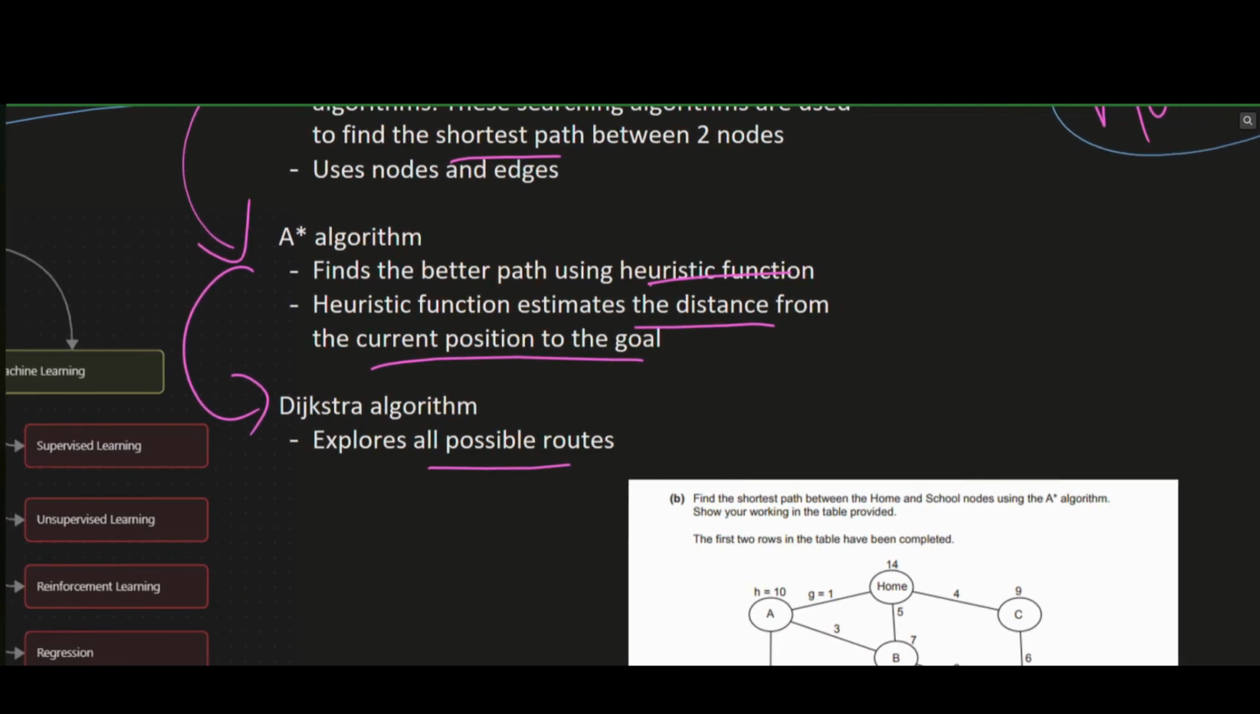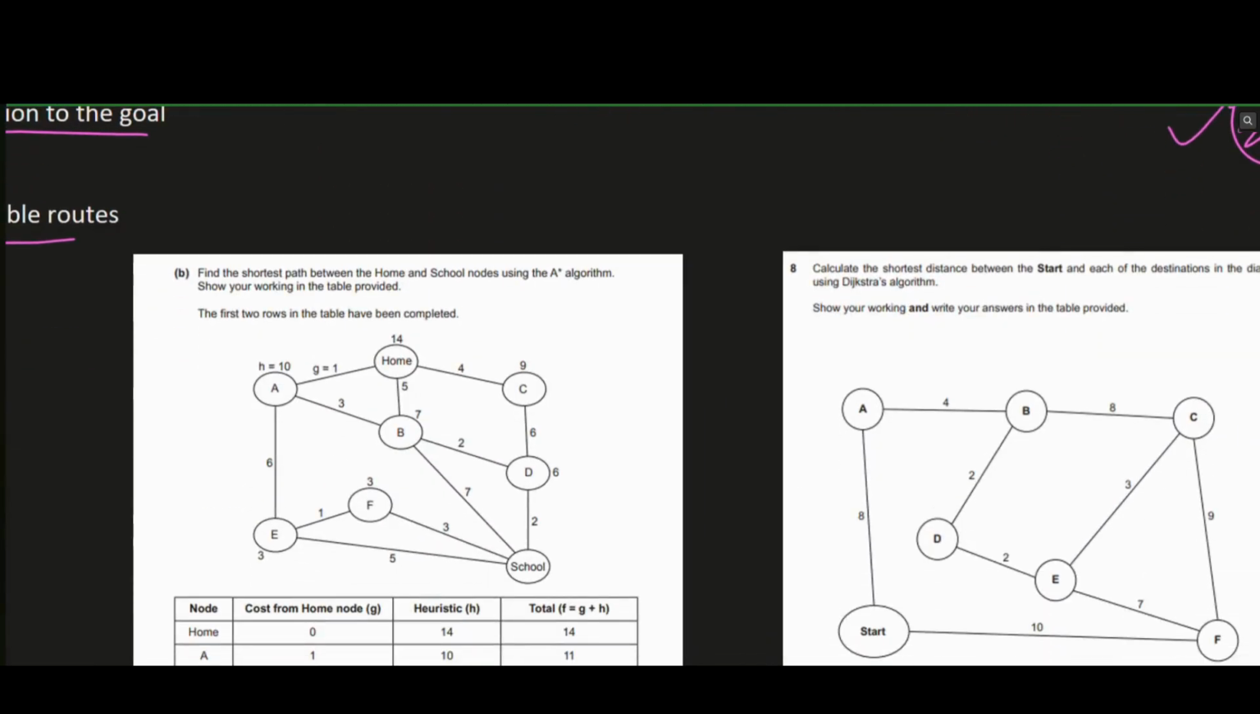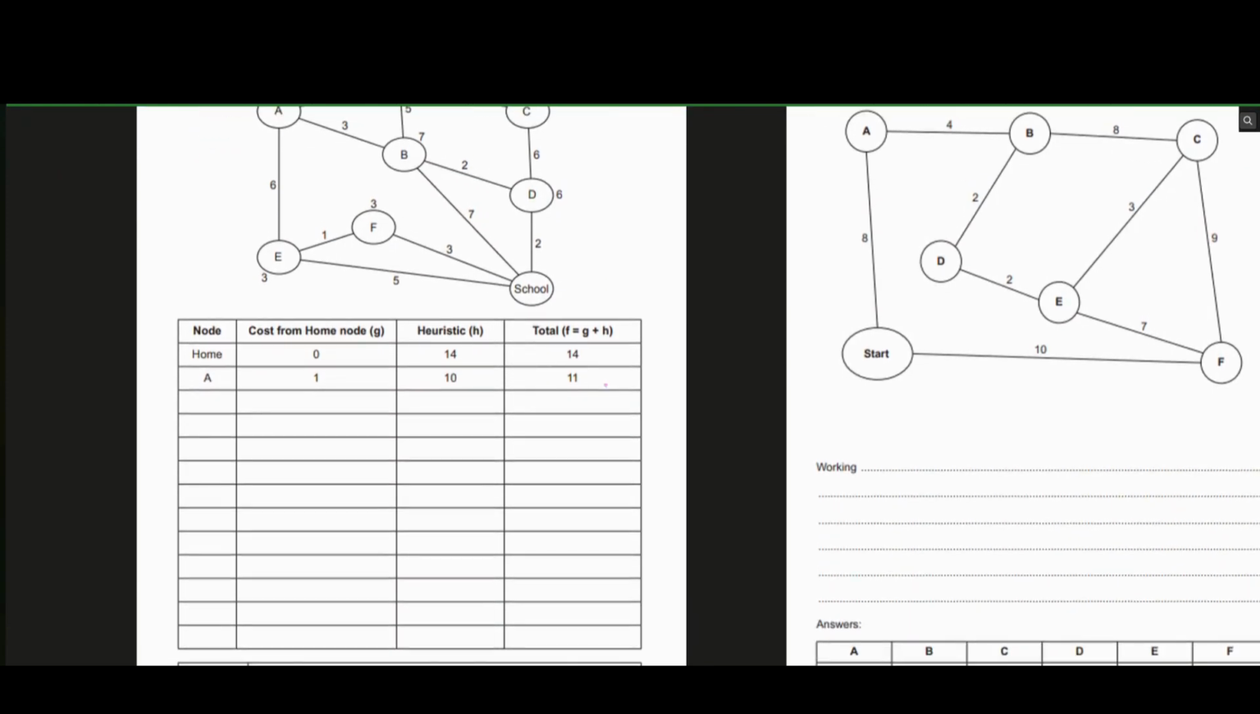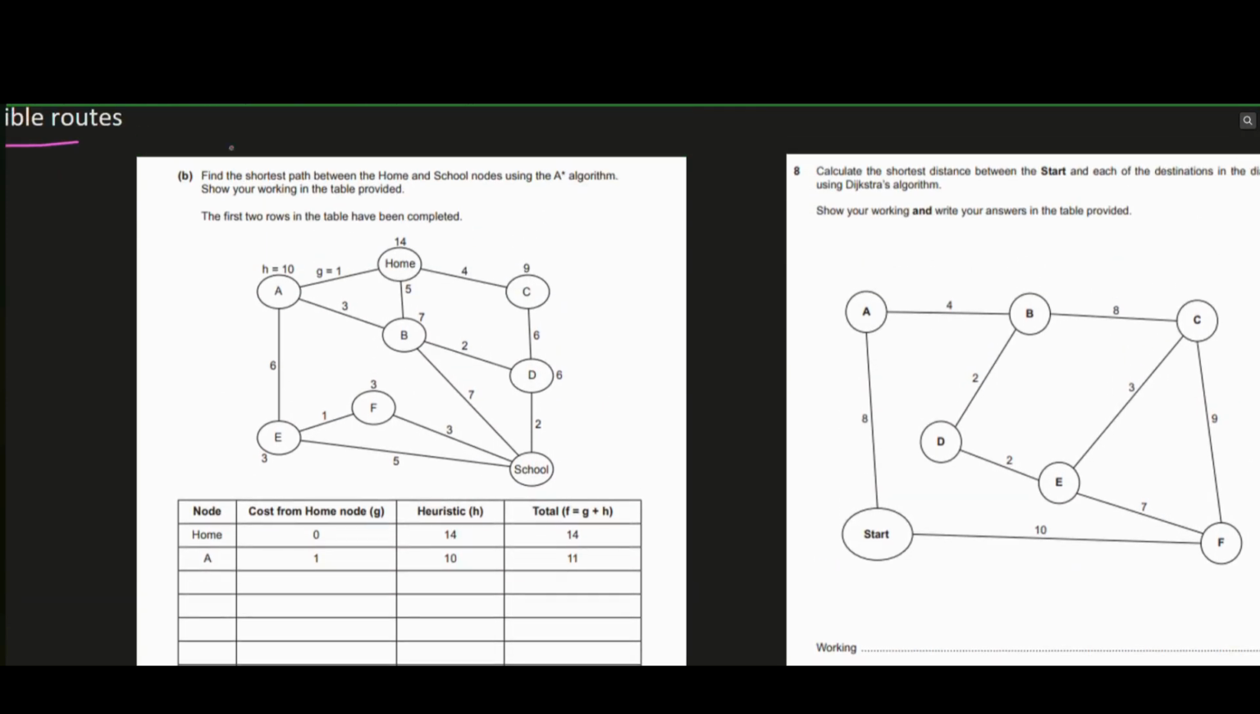Now these are two past paper questions. This is very important to understand, so let's look at this. We need to find the shortest path between home and school nodes using the A star algorithm. Show your working in the table provided. So usually the A star algorithm is considered easier than Dijkstra. Both of them are pretty easy according to me.